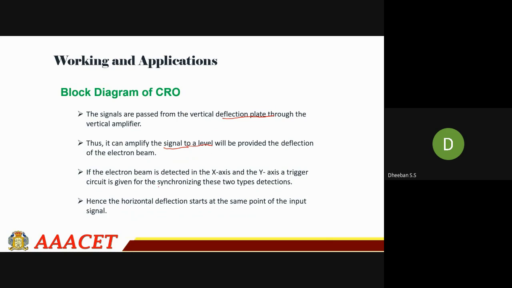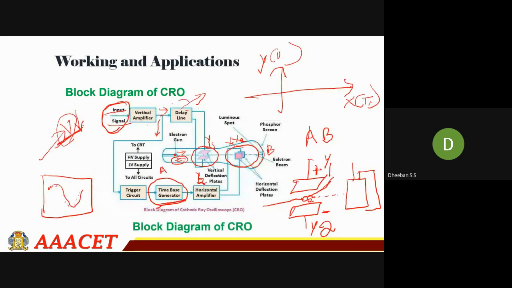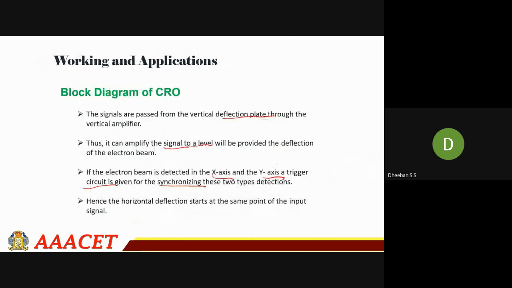If the electron beam is directed in the x-axis and y-axis, a trigger circuit is given for synchronizing these two types of signals. Mainly, we are giving the delay circuit as well as the trigger circuit for synchronizing purposes. So it has to be in sync. Hence you can get the waveform or the display on the screen.